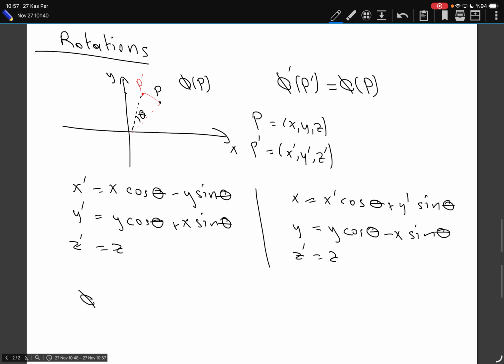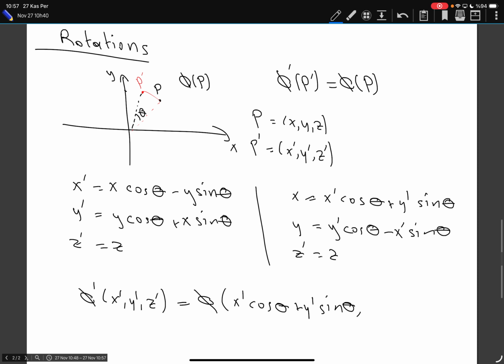Well, what is now phi prime of x prime, y prime, z prime? As a function of x prime, y prime, z prime, I said that this is phi of P, phi of x, y, z. This is phi of x prime cosine theta plus y prime sine theta, y prime cosine theta minus x prime sine theta, and z prime. In terms of x prime, y prime, and z prime, this is my new function.